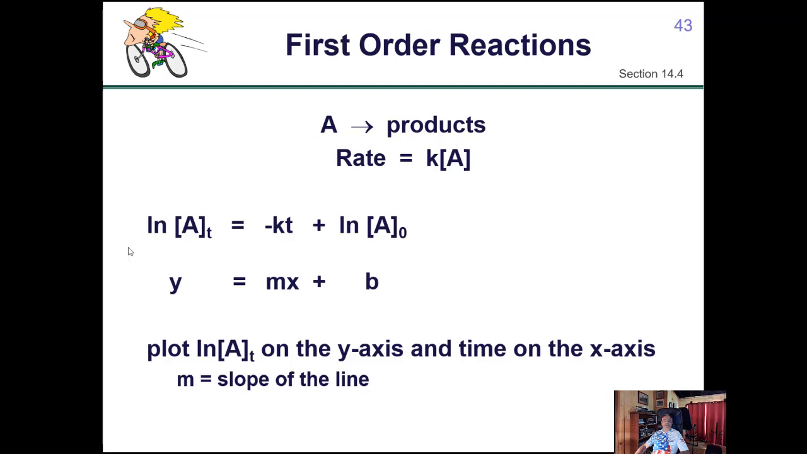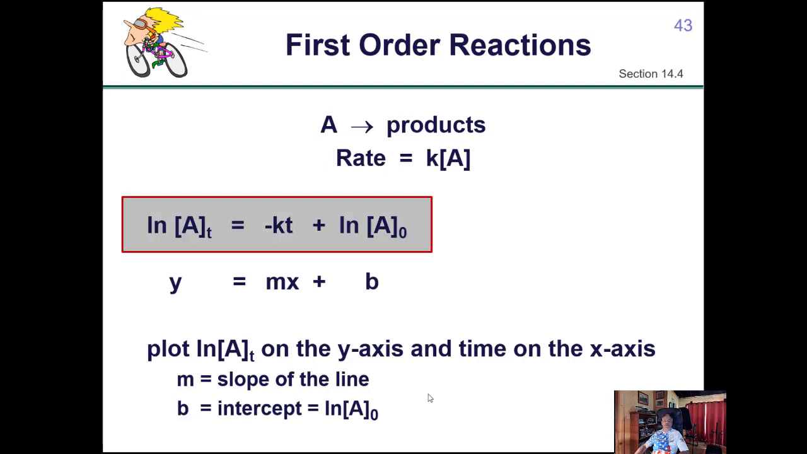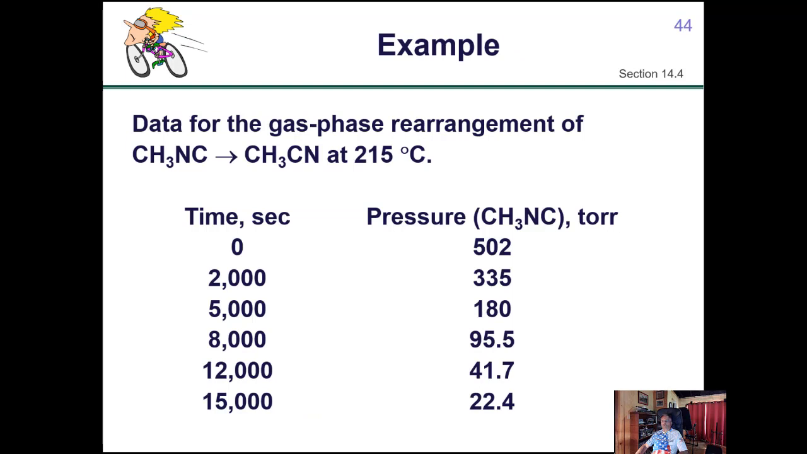And if you simply do that plot with time on the x-axis, you can determine, number one, whether a reaction is first order or second order or zero order. And you can use it to solve problems for different concentrations or different times, or for the rate constant. So it's a very useful device. So let's take a quick look at how we might use it.